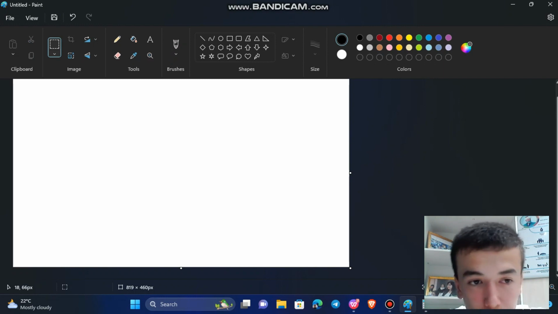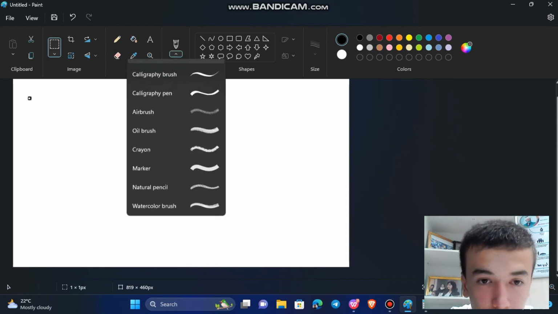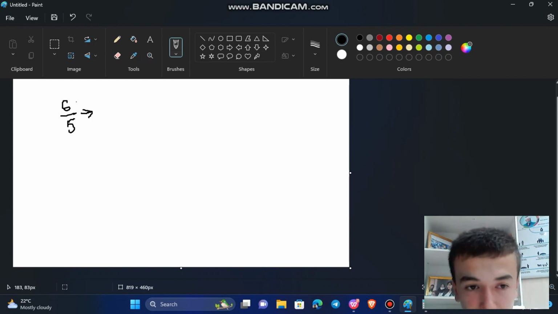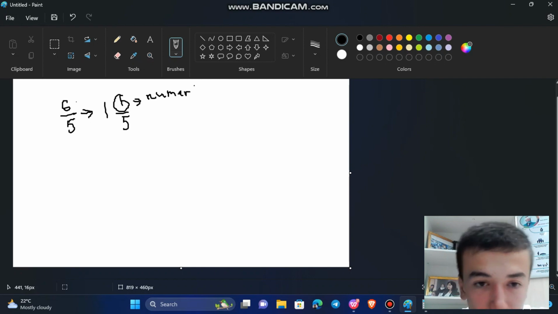So the next thing is how to convert improper fraction into mixed number. For example, 6/5. Firstly, we need to divide 6 into 5 and get a whole number which is equal to 1, and the remainder is 1 also. Remainder should be in numerator part.